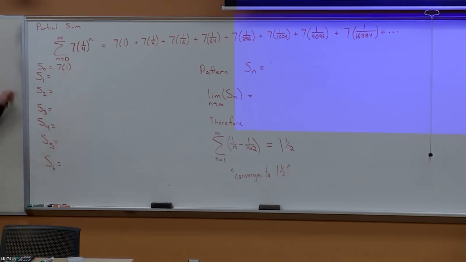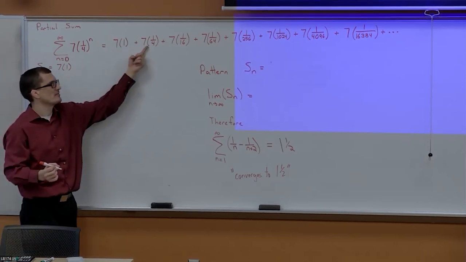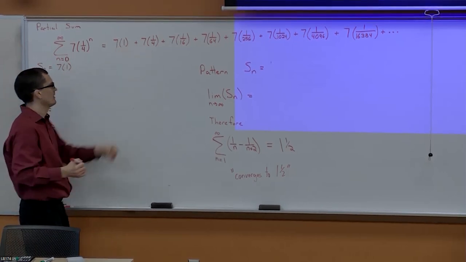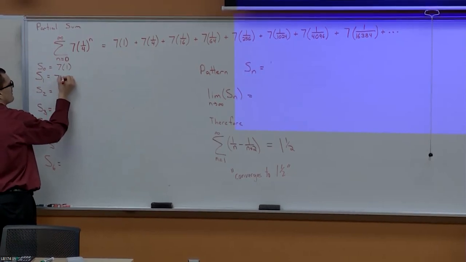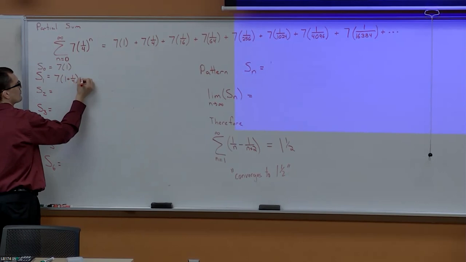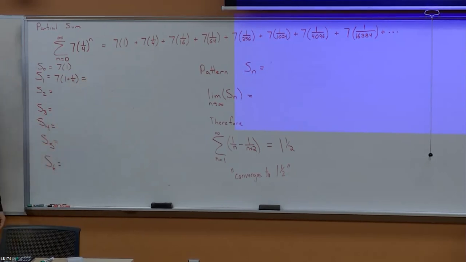All right. Sum sub 0, because we have a 0 term. We started a count at 0. But okay, it's just 7 times 1. And then S1. That's the sum of the 0 term plus the 1 term. So that's 7 times 1 plus a fourth. This is what I mean by factoring out the 7.